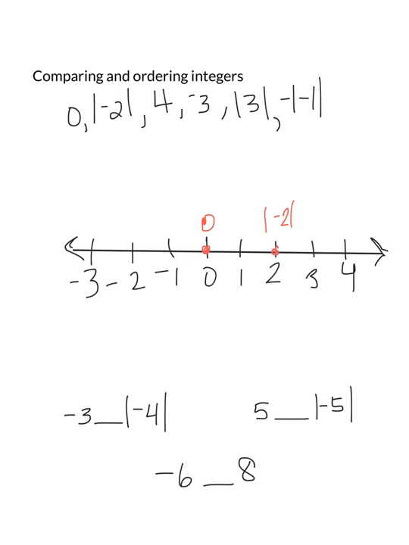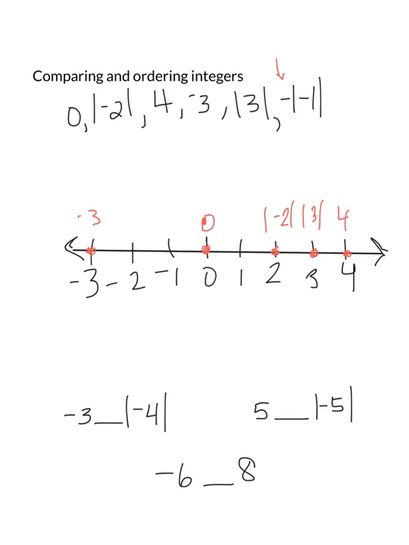The next number is 4. That's a standard integer, so we're going to put that here. I'm going to write it here so that I can see it. -3, again, another standard integer, so that's going down here. Absolute value of 3. Okay, so the absolute value of 3 is 3. It's that number's distance from 0, so that's actually up here.